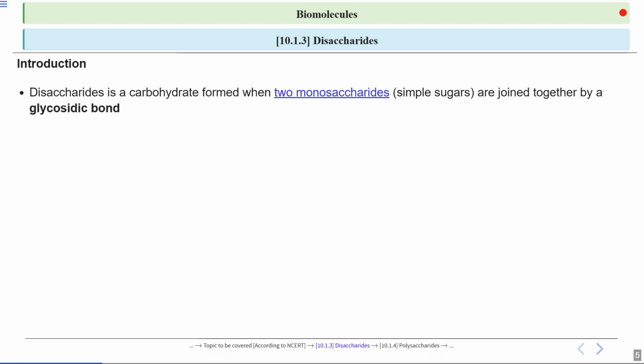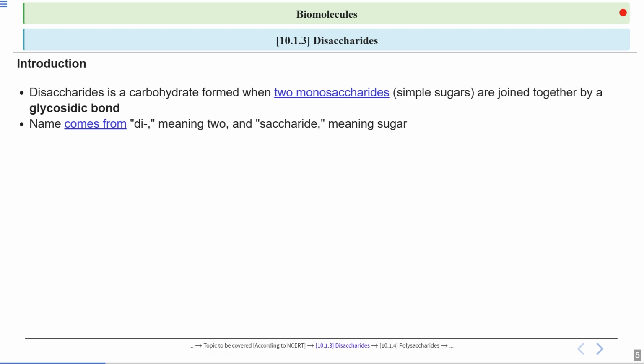So first let's define what is a disaccharide. A disaccharide is a carbohydrate that forms when two monosaccharides, which are simple sugars, join through a special connection which is called a glycosidic linkage. Okay, so they are joined together by glycosidic linkage, or we can say glycosidic bond.